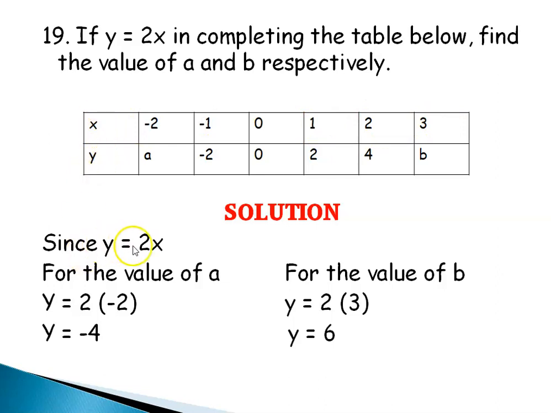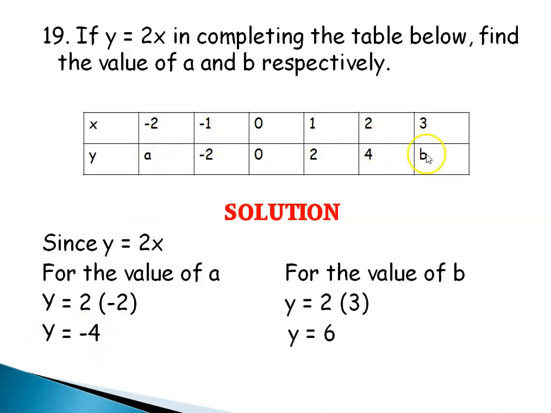Alright, so since y is equal to 2x, I'm just going to put in the value of x for whatever I'm looking for. So when y is a, that means my x is minus 2. So I'm going to put minus 2 here for me to know the value of a. y is 2 into bracket minus 2. 2 times minus 2, minus 4. So y is equal to minus 4. a here is minus 4.